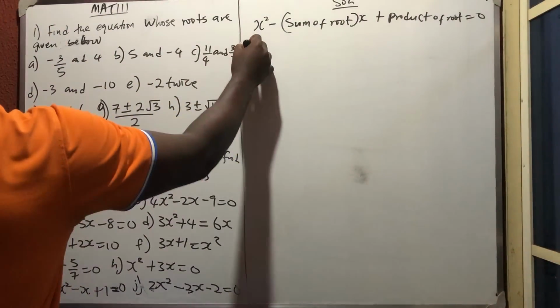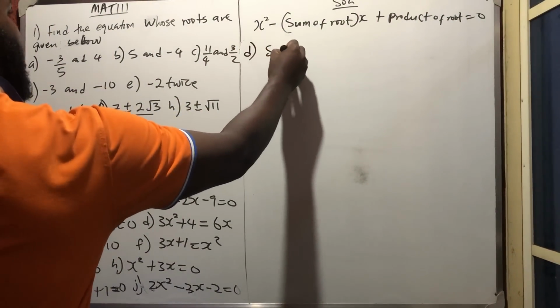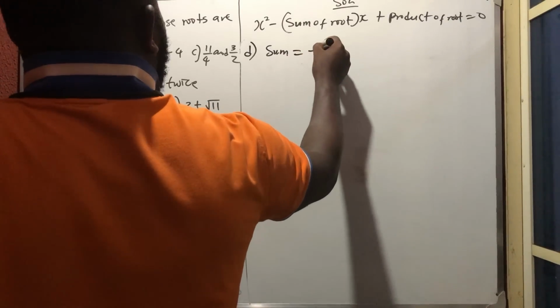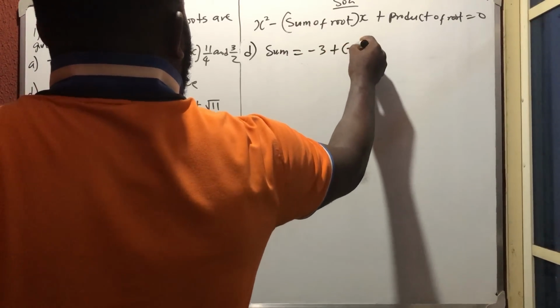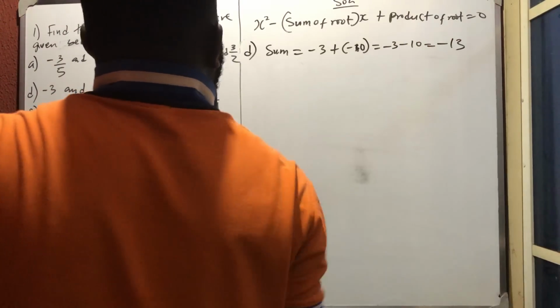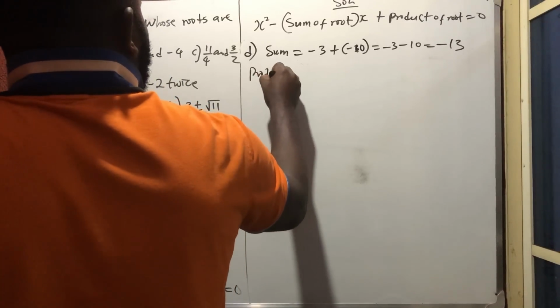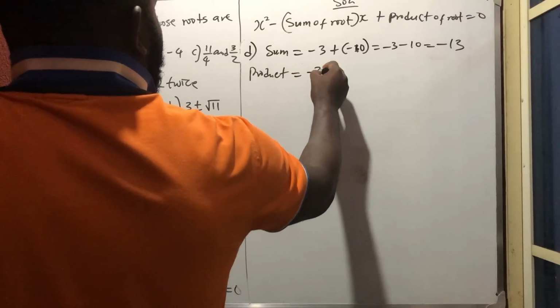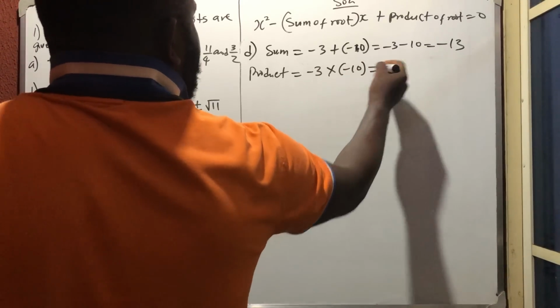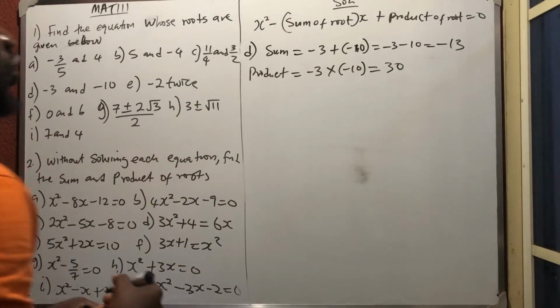So D said the sum means to add, which is minus 3 plus minus 10, which is minus 3 minus 10, which is minus 13. Then product means to multiply, which is minus 3 times minus 10. Minus minus plus, 3 times this, 30. So I've gotten my sum and the product.